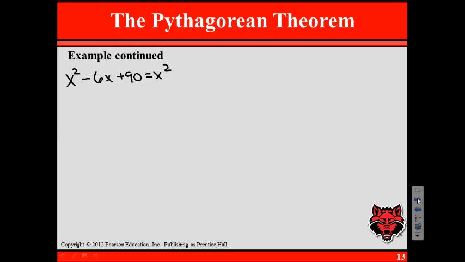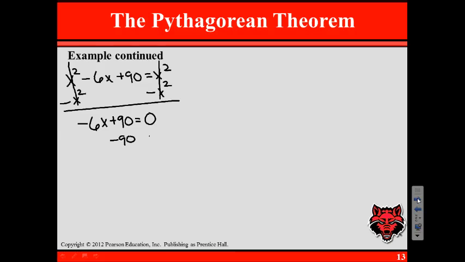Now let's move the x squared on the right side to the left side, just because we have more terms on the left side. On the left side, the x squareds cancel. On the right side, the x squareds cancel. We're left with negative 6x plus 90 equals x squared minus x squared, which is 0. So to solve in this case, we don't have an x squared, so we can solve like we did with equations in Module 2 and Module 3.